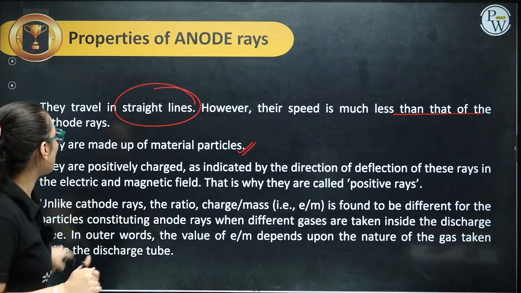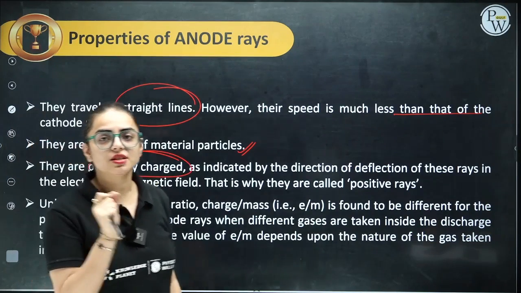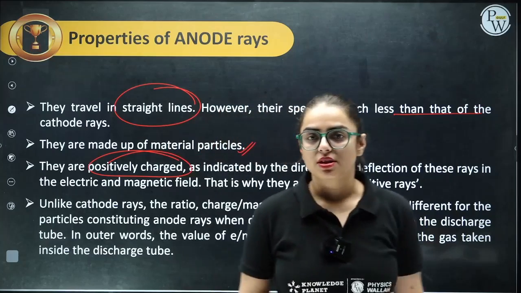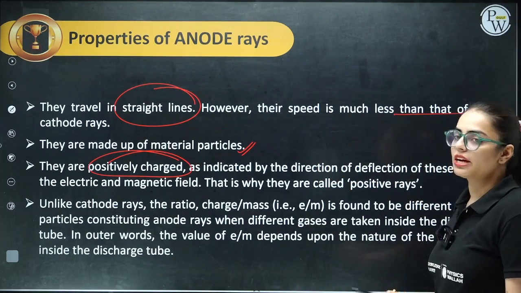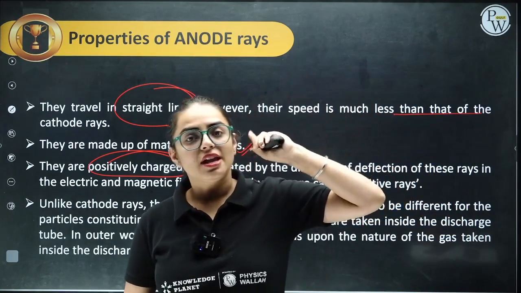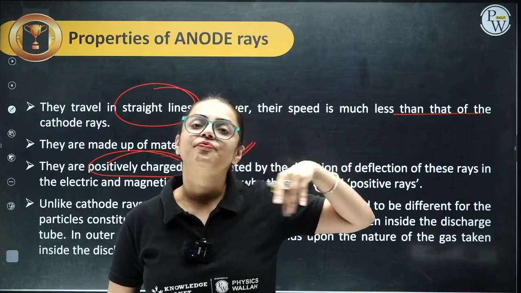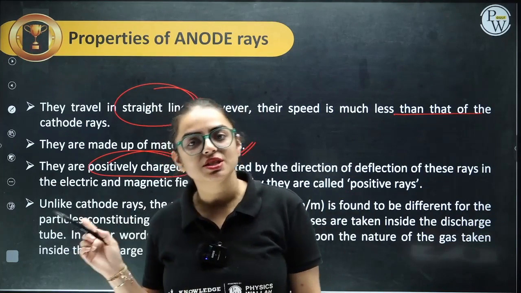Now, they are positively charged. See, cathode rays were negatively charged, they are positively charged. That's why it is the study or discovery of protons. Clear? Now, this is indicated by the direction of deflection of these rays in electric and magnetic field. See, cathode rays were deflecting towards the positive end. Anode rays will deflect towards which end? Towards the negative end. If it is deflecting towards negative, then it means it is positive in nature.